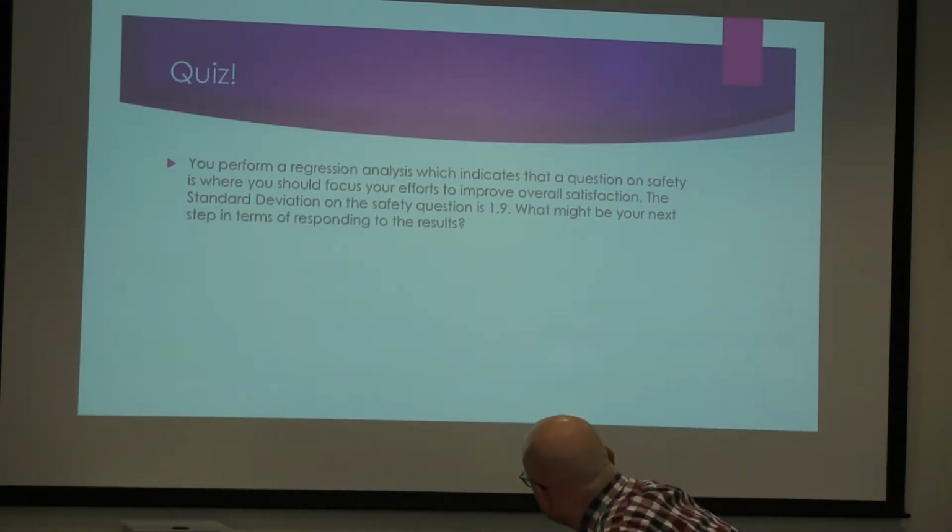You perform a regression analysis, which indicates that a question on safety is where you should focus your efforts to improve overall satisfaction. The standard deviation on the safety question is 1.9. What might be your next step in responding to the results? I kind of did this as an example when I went over this. You have a standard deviation of 1.9. What do you do next? You have this in front of you. Okay, I got my standard deviation, I know I have to do something about it. What's your next step?